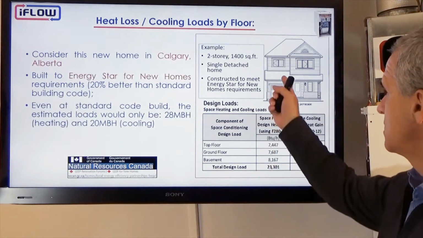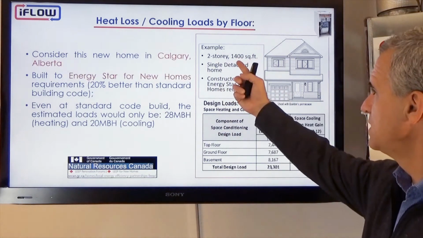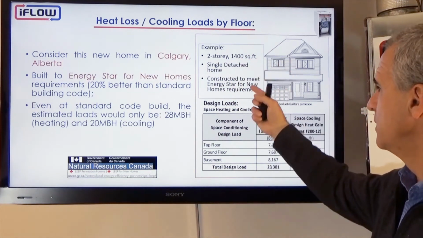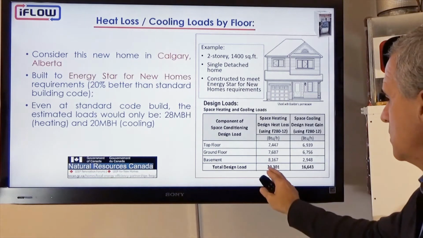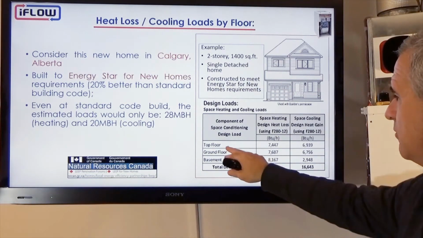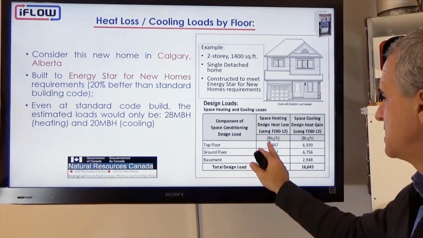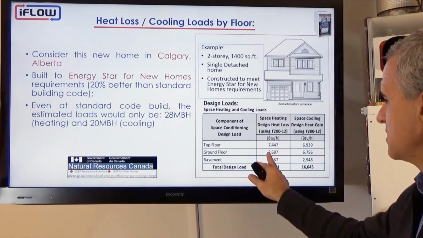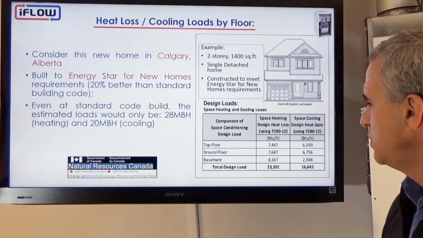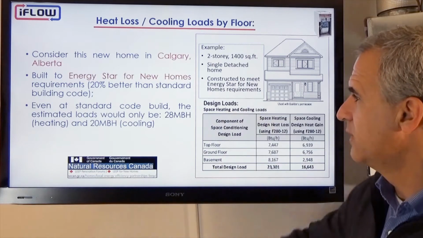So this takes one house, this 1,400 square foot single detached home in Calgary. This is our heat load, 23,000 BTUs, and again, if we zone it, we have 7,500, 7,600, 8,000 BTUs as the heat load for this home.